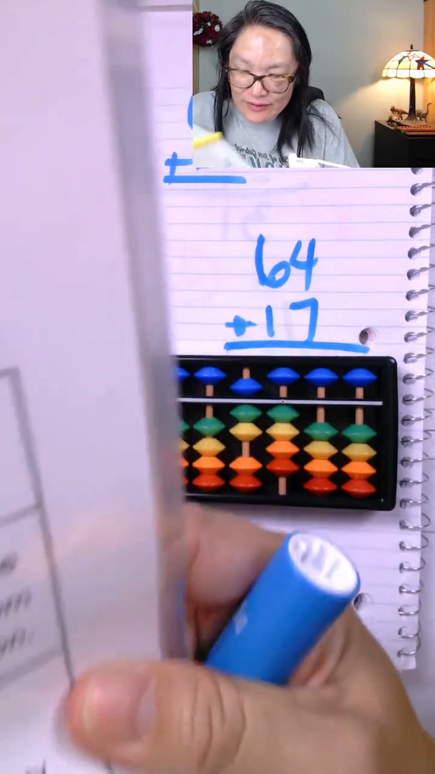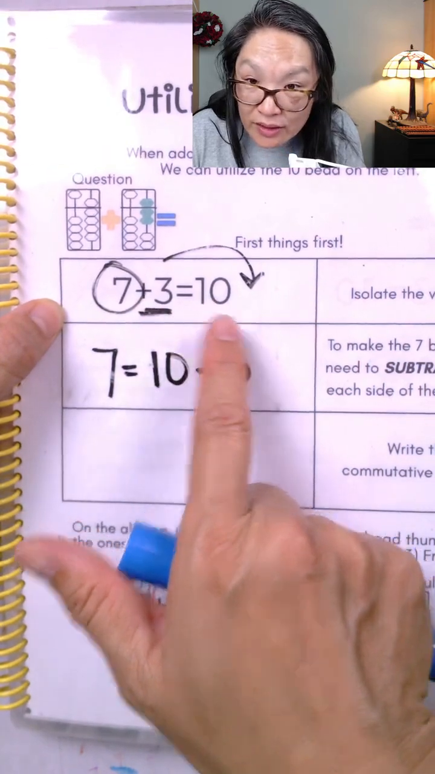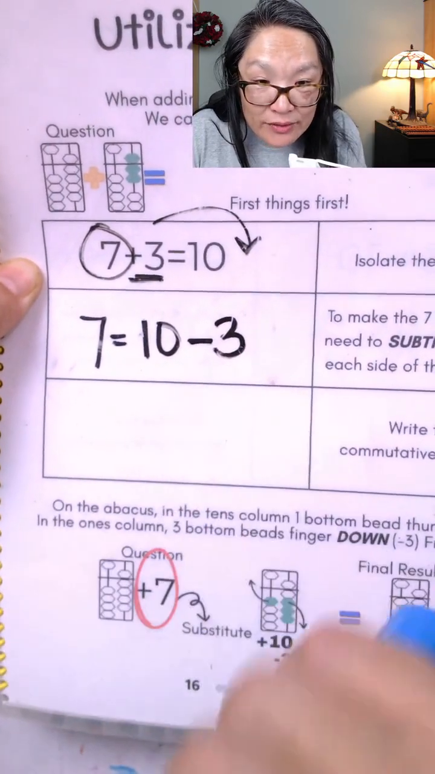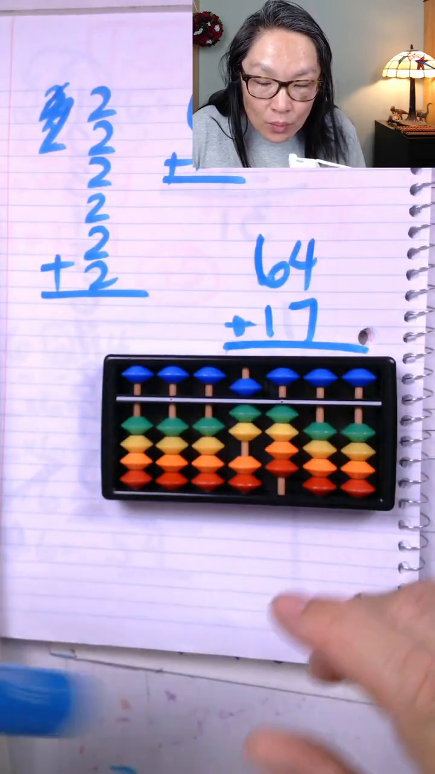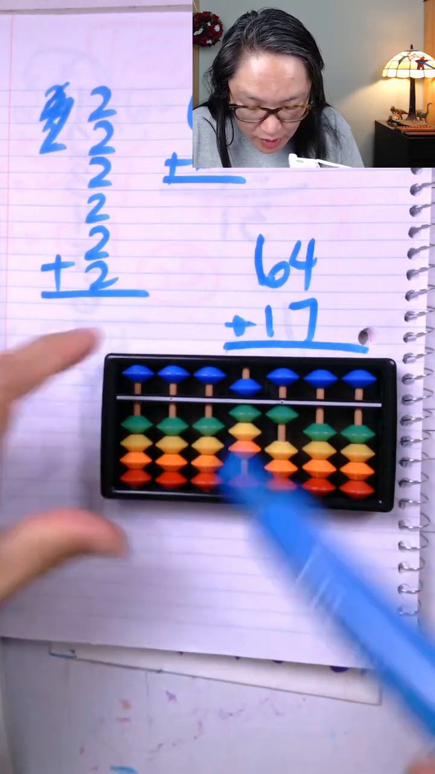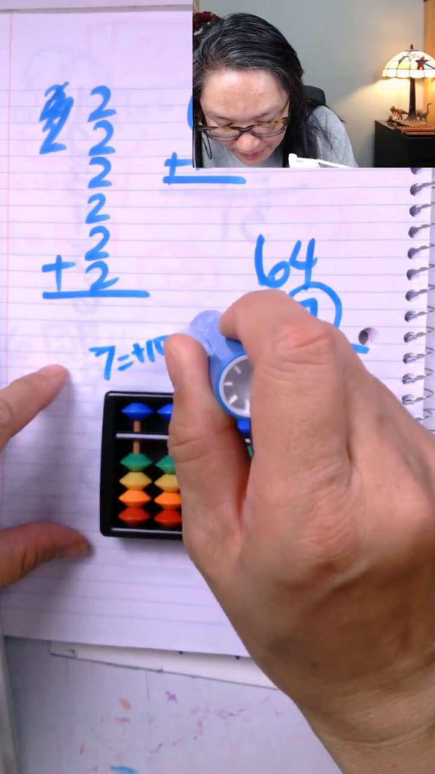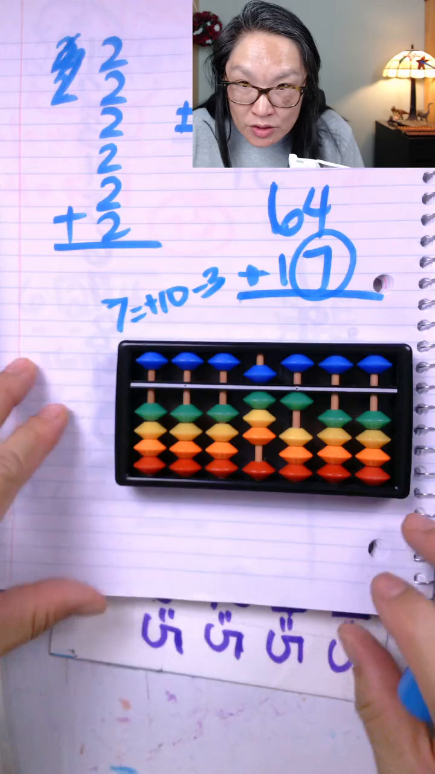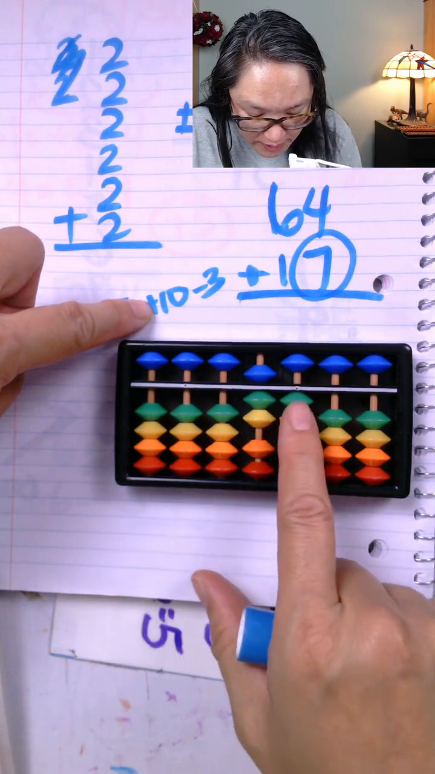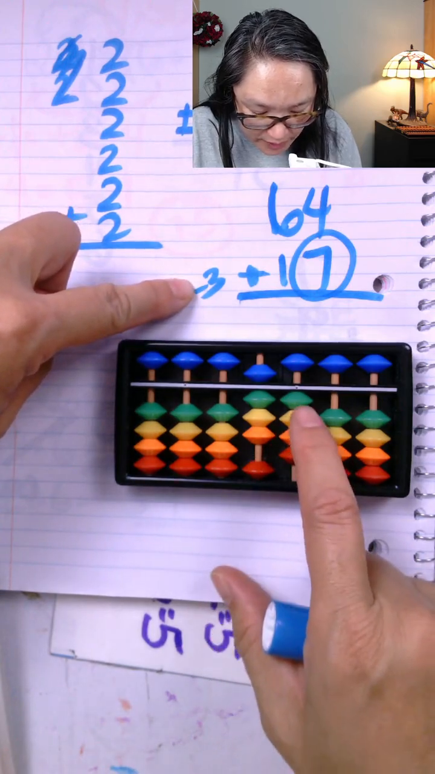What are we going to do? Add the 7. When we add the 7, we know what? Plus the 7 is plus 7 and 3 is equal to 10. We're going to isolate the variable. When we isolate the variable, we know we're going to plus the 10 minus the 3. So the 7 is equal to plus the 10 minus 3. Does that make sense? So what we just did, we did it again, right? Plus the 10, 1, 0, 1, 0, 1, 0. And then minus the 3, 1, 2, 3. Take away the 3.